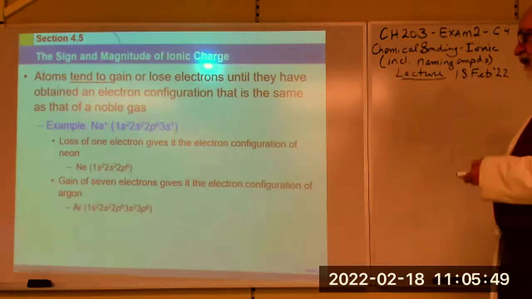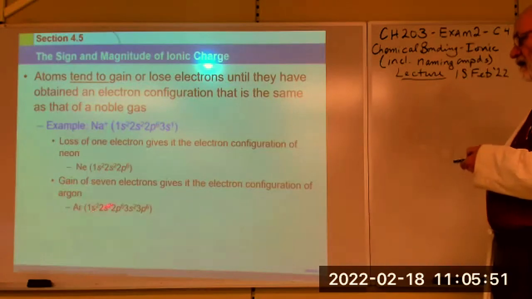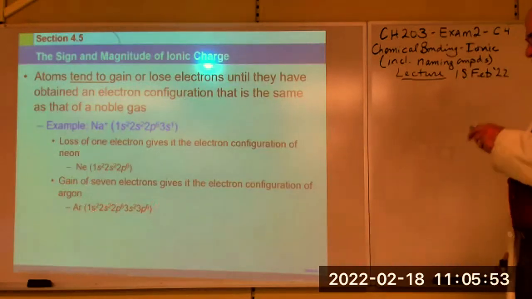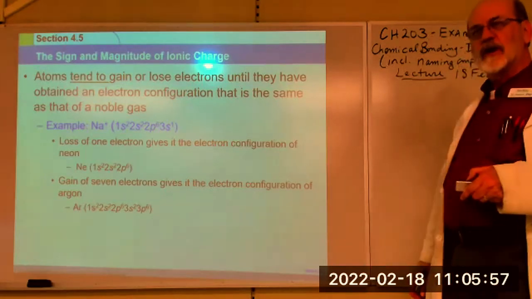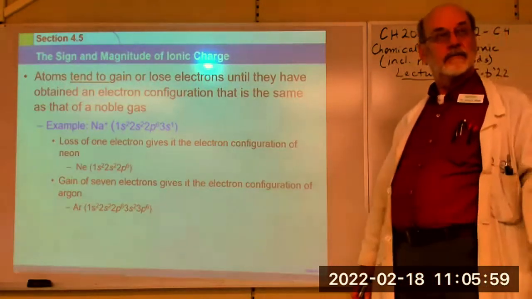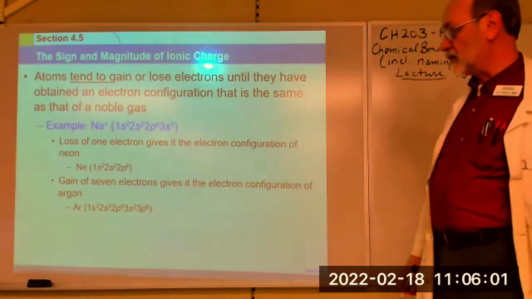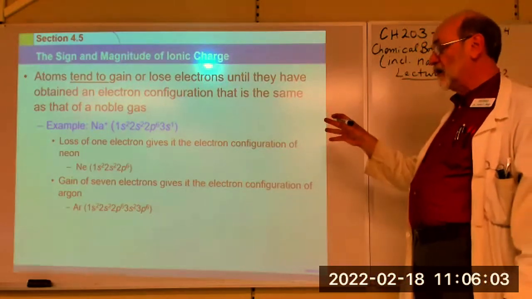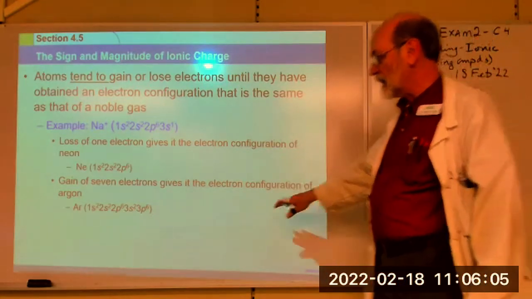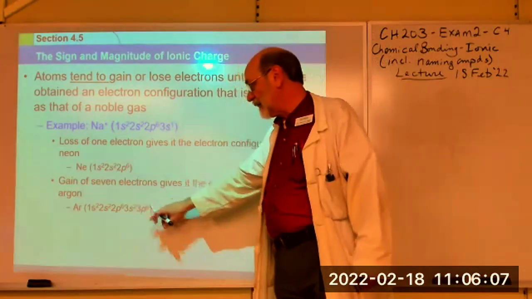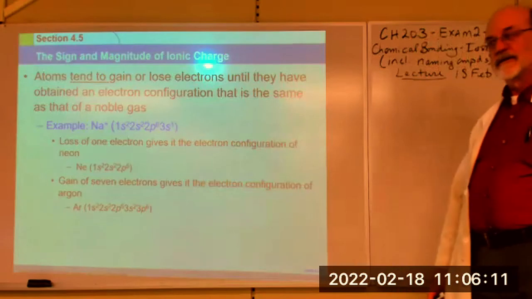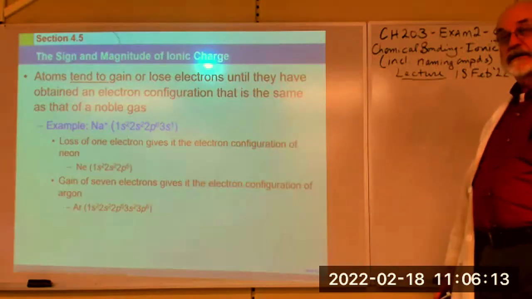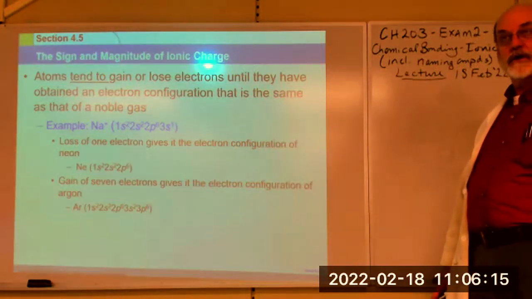And then the point here is the point I've already made: it's easier to lose one electron than it is to gain seven. So that's what sodium would have to do to gain an electronic configuration like argon. It would have to gain seven electrons. And it just doesn't happen. Not for metals. They tend to lose electrons to get where they want to go.